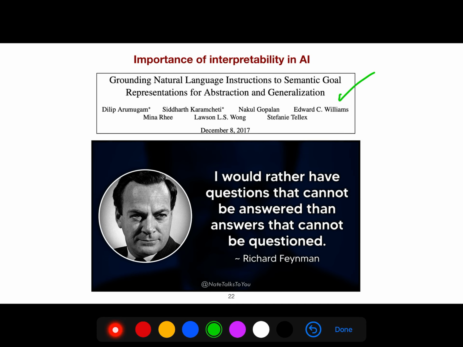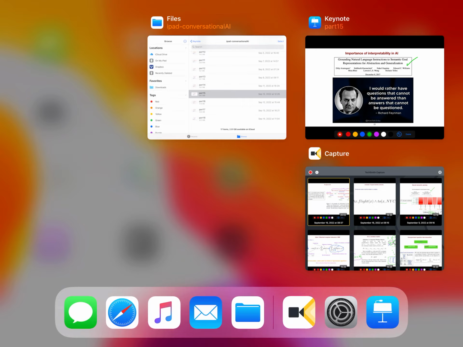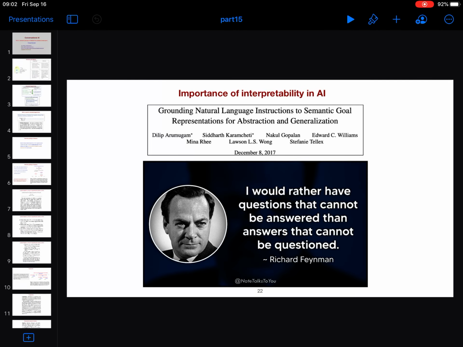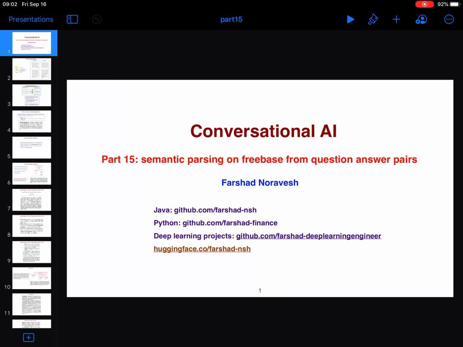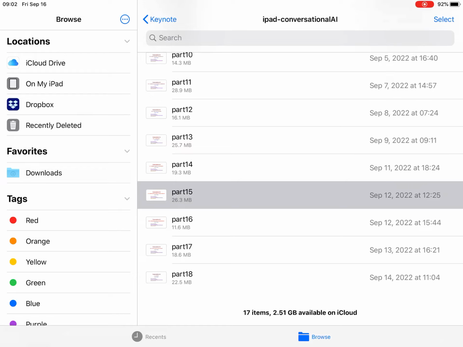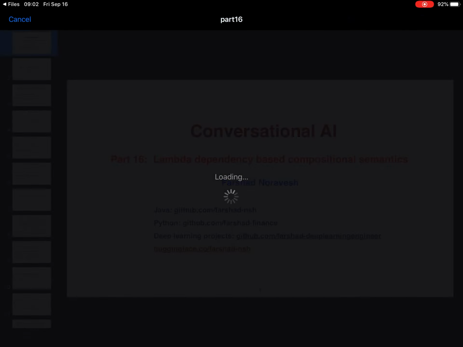By the way, this is a nice article. I enjoyed it. Grounding natural language instructions to semantic goal representations for abstraction and generalization. Now, this was lecture 15. Now I should talk about lecture 16.